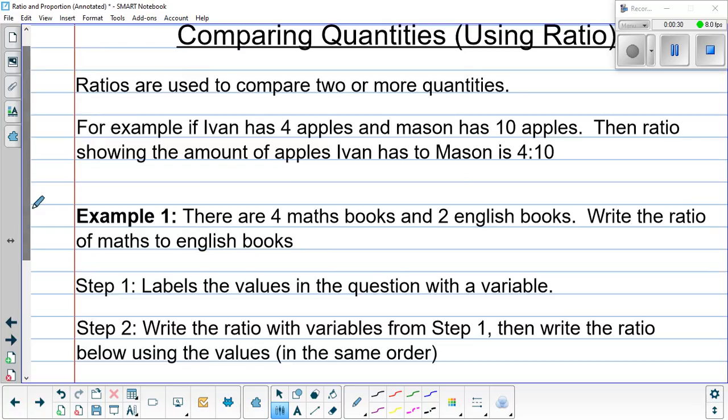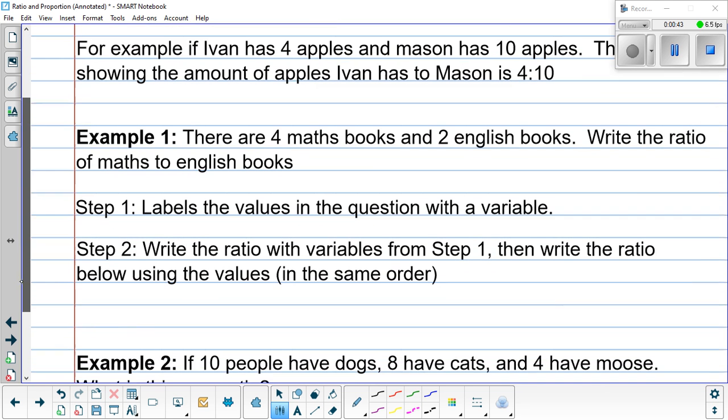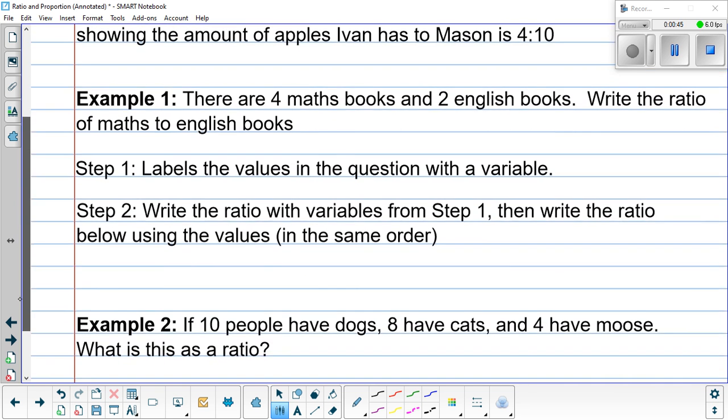What this allows us to do is actually work with the values and do the maths, right? We have to take it out of the worded problems and be able to work with the mathematical strategies. So, example 1, there are 4 maths books and 2 English books. Write the ratio of maths to English books.